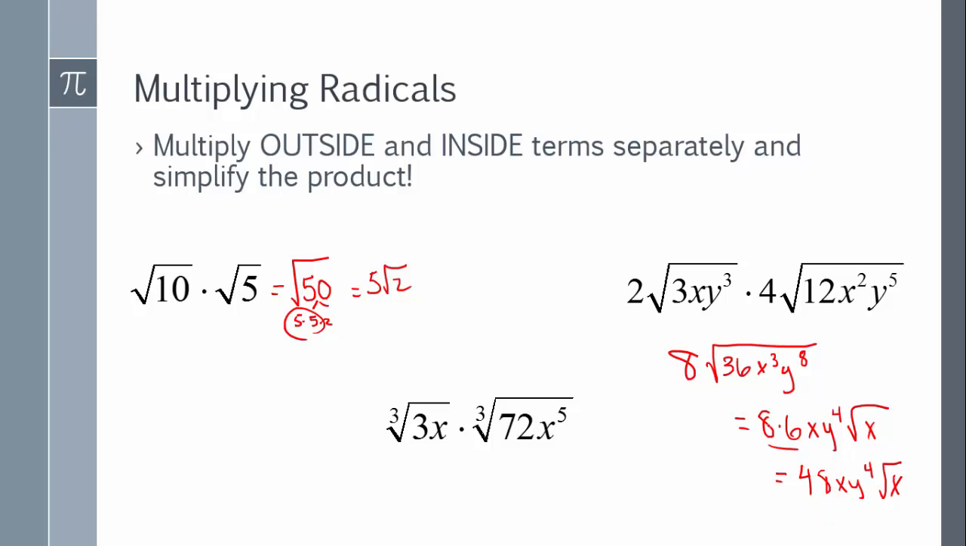Okay, let's do an example of a higher indexed root. Cube root of 3x times the cube root of 72x to the 5th. Again, we multiply the insides. So 3 times 72 gets me 216.